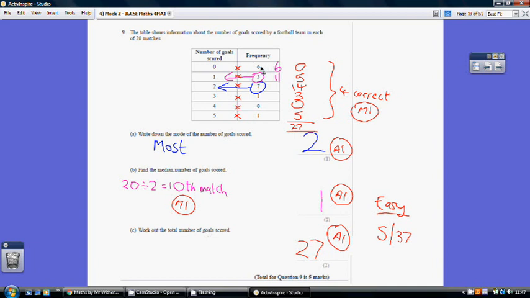Right, work out the total number of goals scored. Well, on 7 occasions no goals were scored. On 5 occasions 1 goal was scored, and so on. So you cross multiply to get various amounts of goals scored. You then add up these subtotals to give you a total number of goals scored of 27.